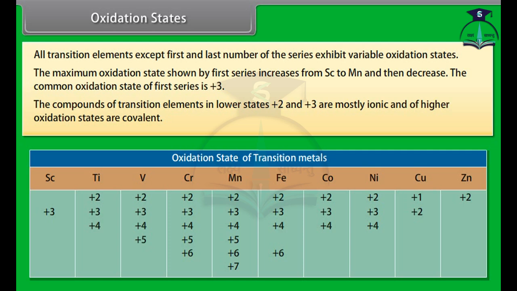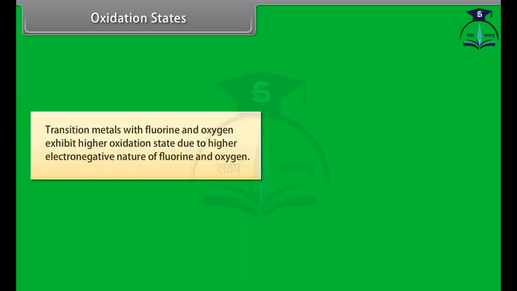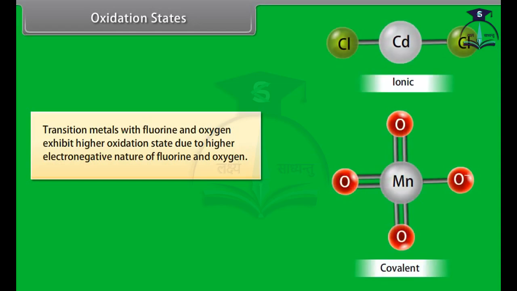covalent. For example, ZnCl2 and CdCl2 are ionic in nature and Cr2O7 and MnO4 are covalent in nature. Transition metals with fluorine and oxygen exhibit higher oxidation states due to the higher electronegative nature of fluorine and oxygen.